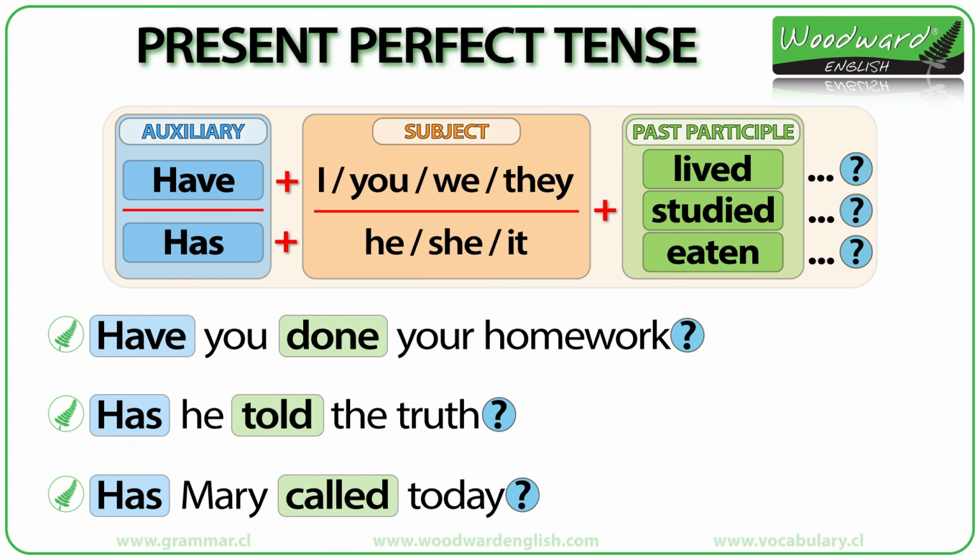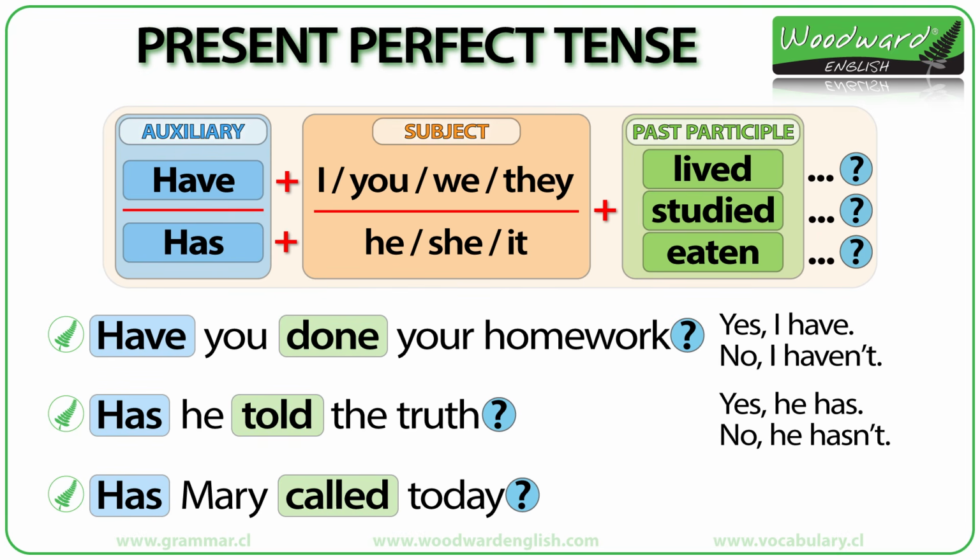Let's look at the first question. Have you done your homework? Since the question is have you, the short answers would be yes I have or no I haven't. What would the short answers be for the next two questions? Has he told the truth? Yes, he has. Or, no, he hasn't. Has Mary called today? Yes, she has. Or, no, she hasn't.